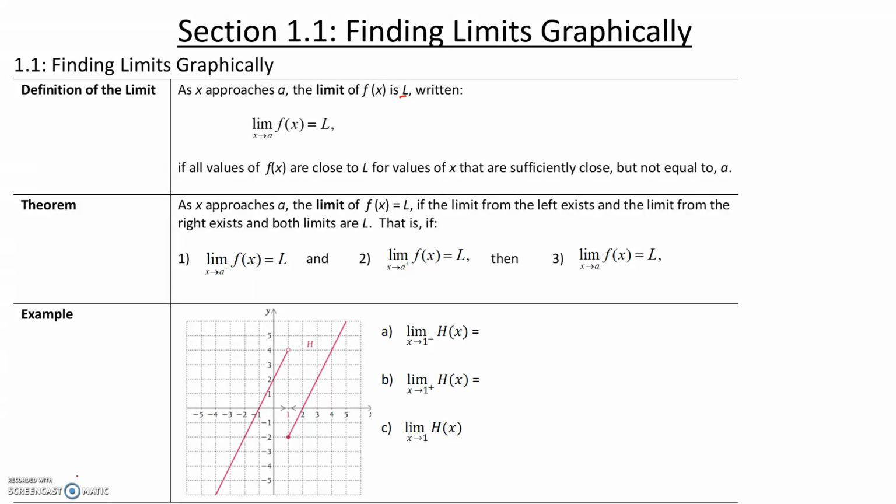First, let's talk about the definition of a limit. As x approaches a, the limit of f of x is L. Here's a notation for it. The limit as x approaches a value a of f of x is equal to L if all the values of f of x are close to the limit L for all the values of x that are close but not equal to a.